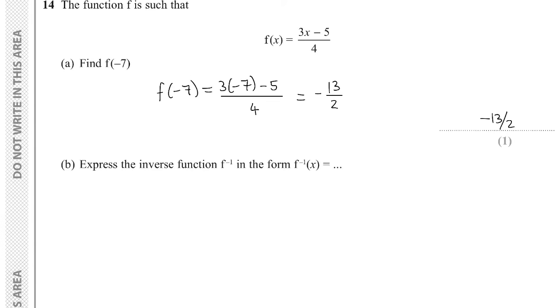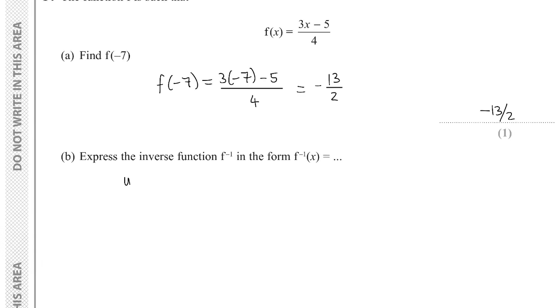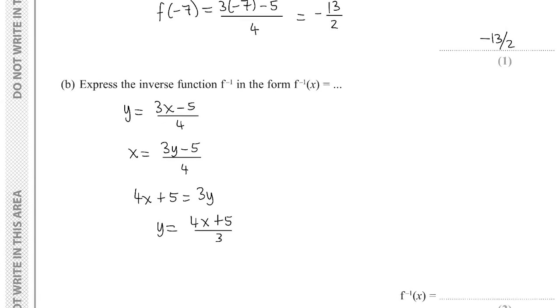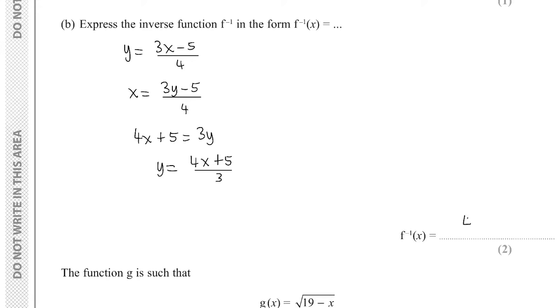And then we need to find the inverse. We start by writing this as y is (3x minus 5) over 4. We interchange x and y, which means wherever we see an x, we put a y and vice versa. And then we try making the y the subject of the formula. So we get y is (4x plus 5) over 3. It's a common mistake to stop here, and this will not be giving you full marks. We need to actually say f inverse of x is (4x plus 5) over 3.